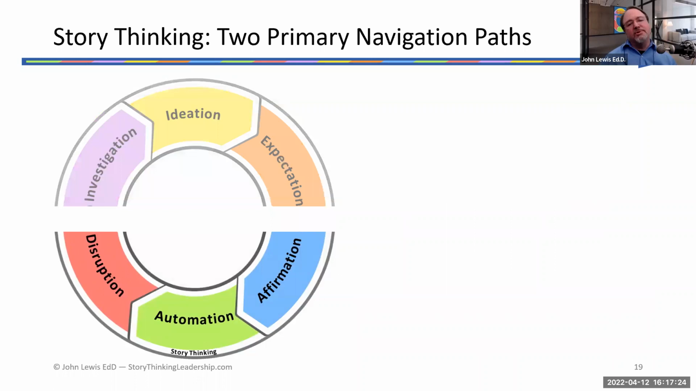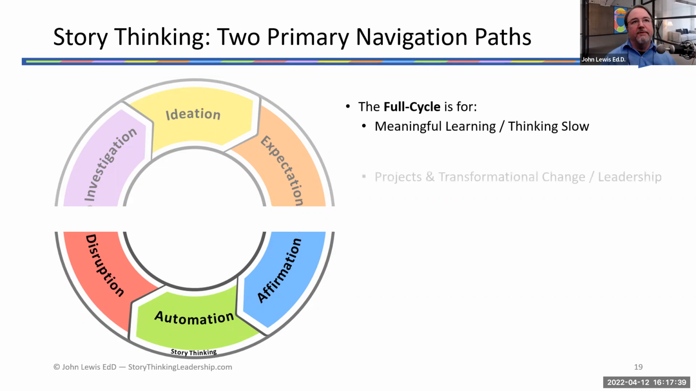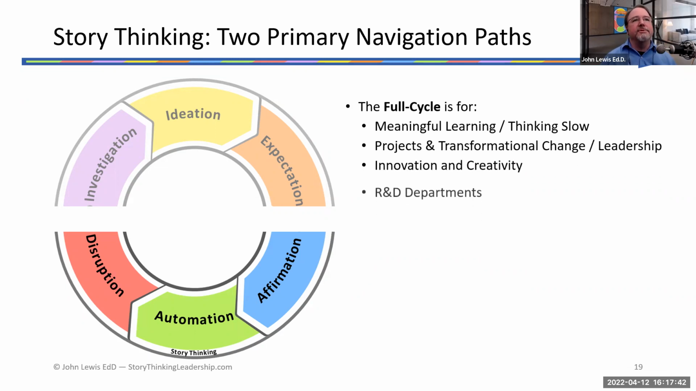One of the big differences between storytelling and story thinking is that storytelling usually goes through the entire cycle, but we can navigate on this, think of it as a map, differently as we're operating with it. And the two primary navigation paths start with one, the full cycle, which is the whole, what you're used to as a story. And that's for meaningful learning, projects and transformational change, innovation and creativity, R&D departments, research and development. Halfway through the story, though, we determine this is what we're going to call it. This is what it is. Let's just memorize it and get it out there and function from it.